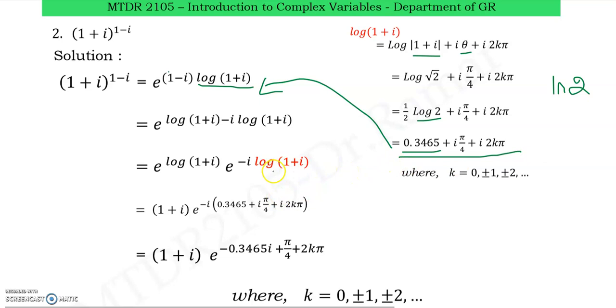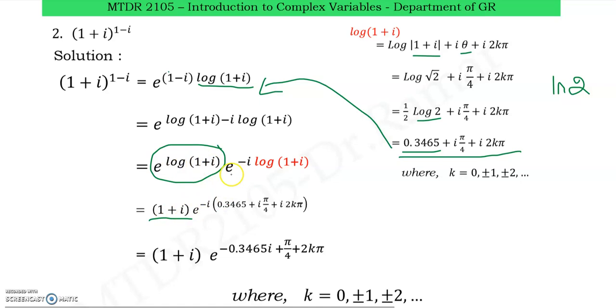Before that, I have already told you that whenever you write log or capital Log, that represents the natural logarithm. So e to the power log (1 plus i) is nothing but this, and they cancel, so you will get 1 plus i. Because the base is e and ln is the natural logarithm, e to the power natural logarithm of (1 plus i) gives 1 plus i.